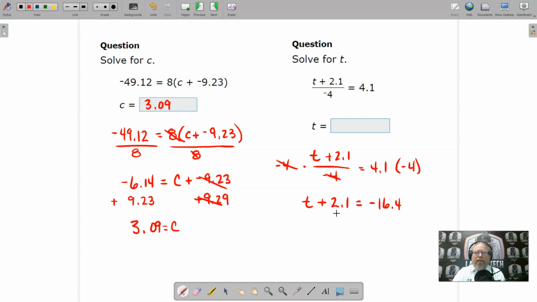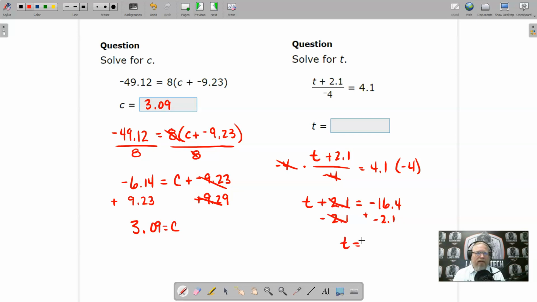Now I need to get rid of the positive 2.1 so I can isolate the variable t. So let's subtract 2.1. And what I do to one side, I do to the other. I'm actually adding a negative 2.1, right? So subtracting is the same as adding a negative. And so these are going to cancel each other out here, leaving me just t on the left.